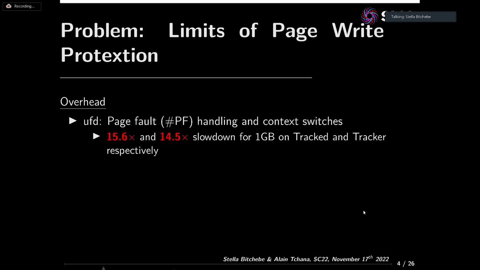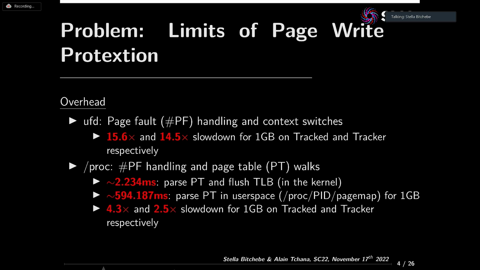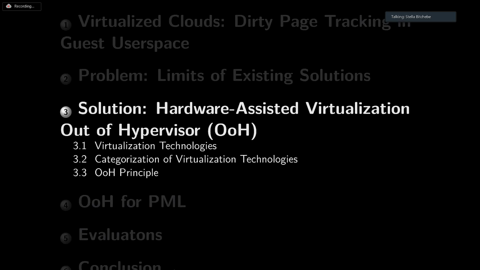So userfaultfd incurs up to 15 times slowdown to the tracked application when the latter has a working set size of 1 gigabyte, and /proc induces up to 4 times slowdown, and this is mainly due to the page table walk in user space. To overcome this limit, what we propose is to leverage hardware-assisted virtualization features.